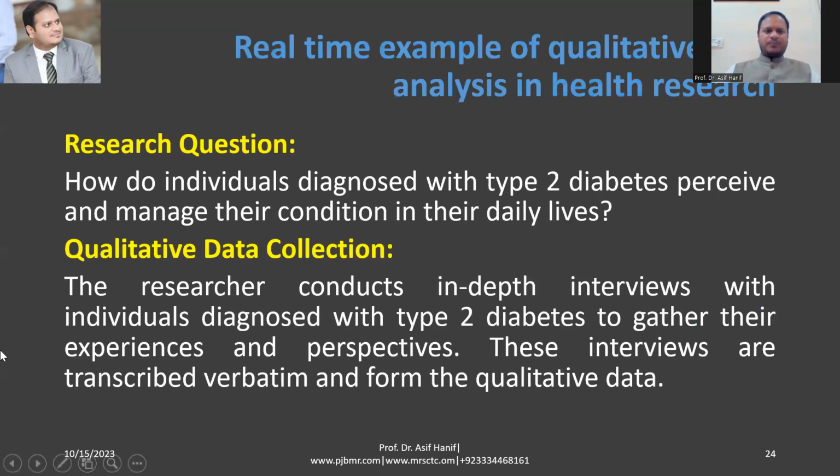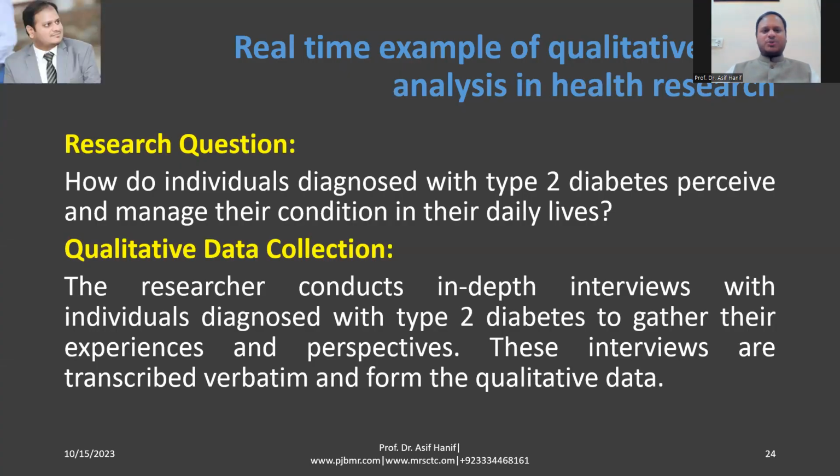Here I will tell you a real-time example for qualitative analysis. In research, I request you to go back and revise all the things, then see this real-time example that will help you to understand them. So let's go to the real-time example.